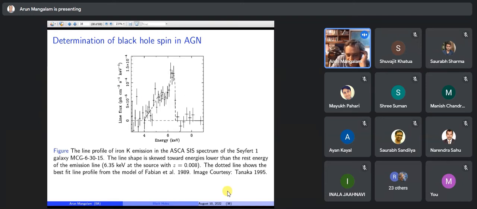So here's an example of how one is actually going about doing this profile and measuring the spin and the mass and other properties of the black hole.